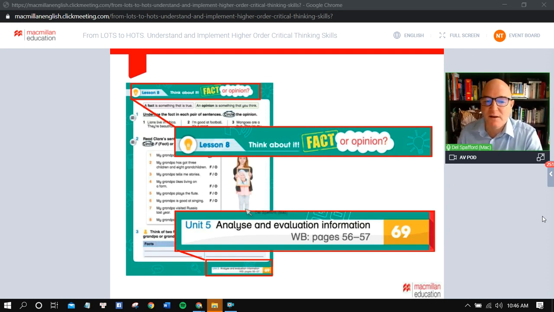So that's how Academy Stars helps you. If you're teaching Academy Stars, make sure you do lesson 8. Make sure you don't throw this lesson away. Make sure you provide time in order for students to develop their thinking skills through this lesson.